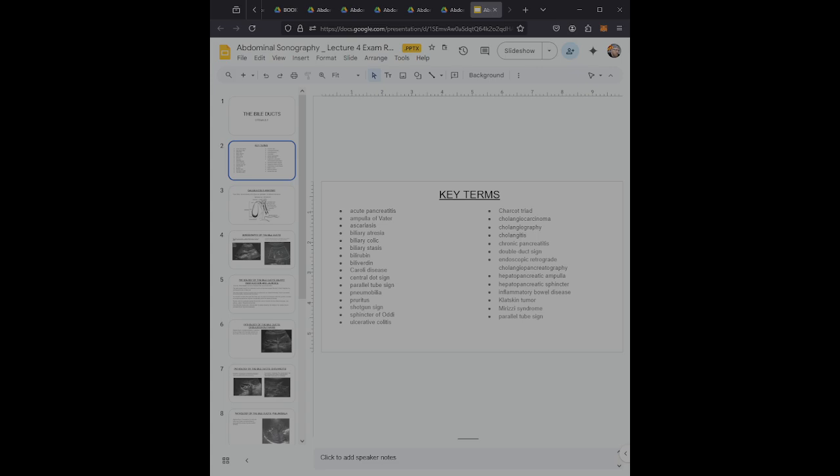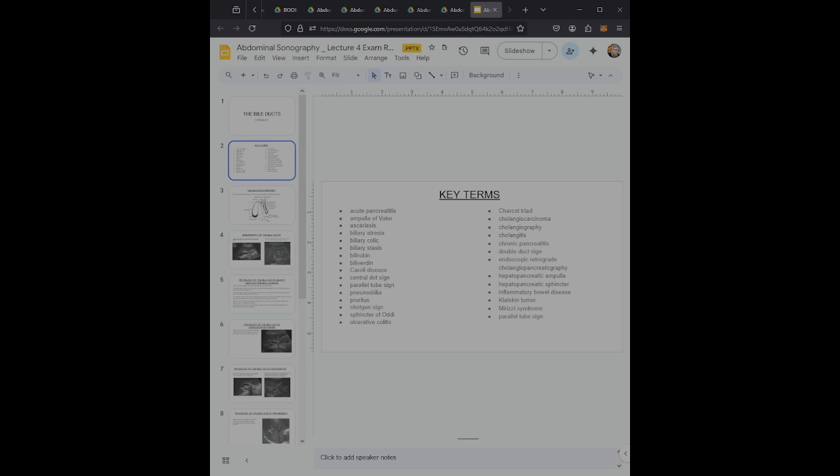Chronic pancreatitis, recurring obstruction or recurring destruction of the pancreatic tissue, and this results in atrophy, fibrosis, scarring, and development of calcifications. The double duct sign is coexisting dilation of the common bile duct and pancreatic duct. Endoscopic retrograde cholangiopancreatography is an endoscopic procedure that utilizes fluoroscopy to evaluate the biliary tree.